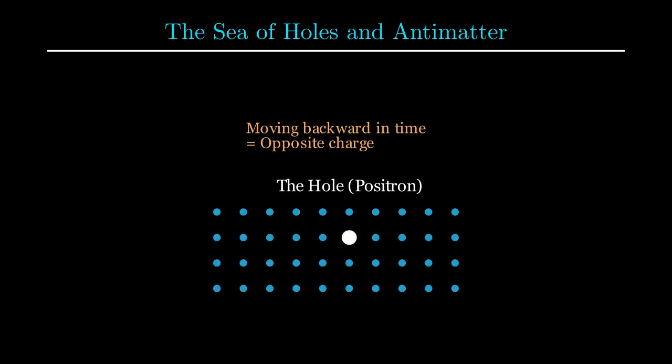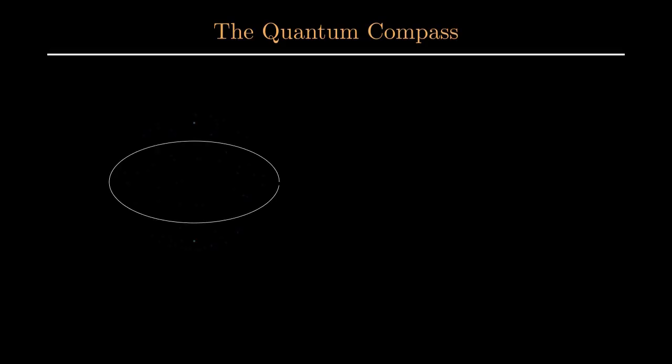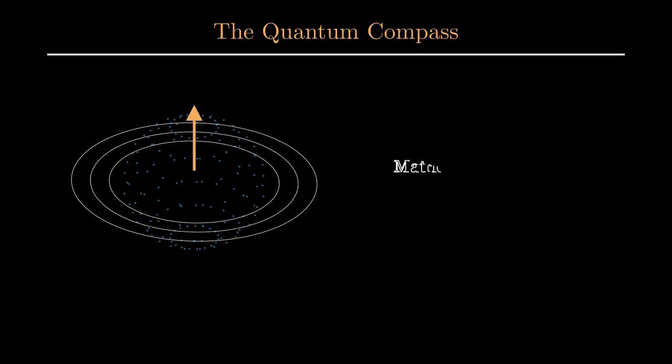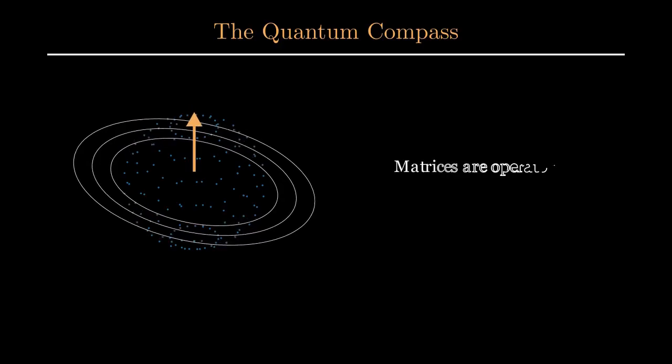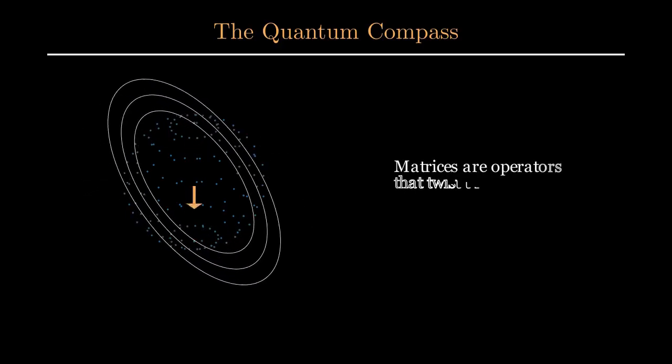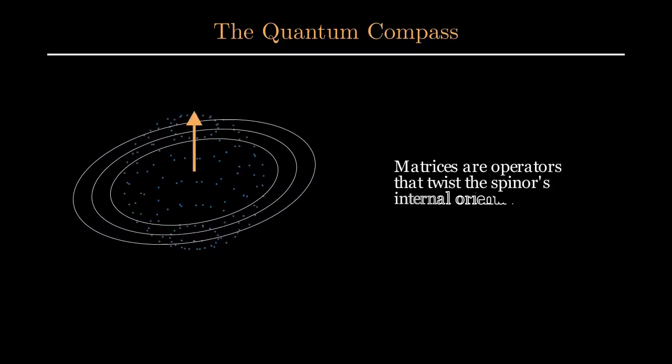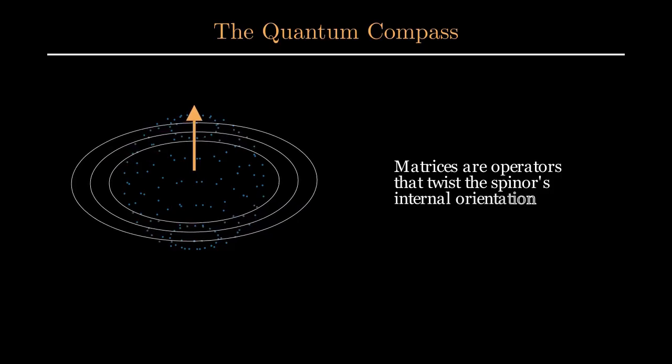To visualize these concepts, imagine the spinor as a tiny internal quantum compass, pointing within an abstract internal space. Its orientation dictates how it responds to rotations and transformations. The Dirac matrices are operators that twist and turn this compass, defining the particle's spin and how it interacts with electromagnetic fields. This intricate internal structure is the essence of relativistic quantum mechanics.